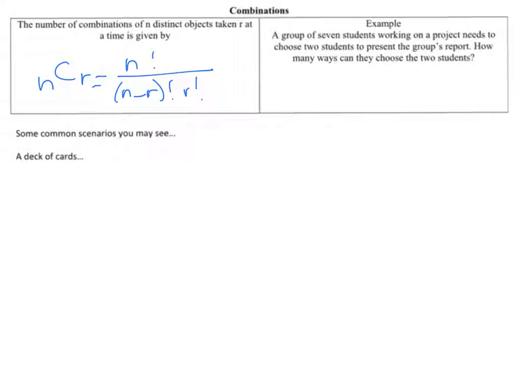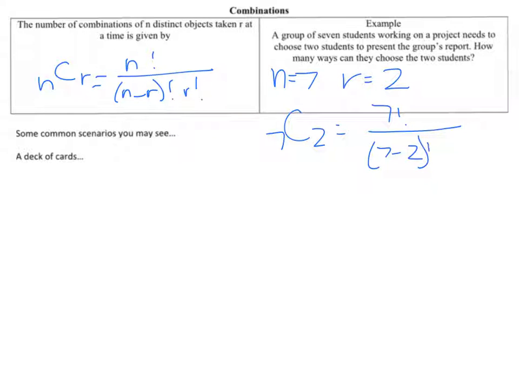So what we want to do here is figure out what n is and what r is. We know that for n, they're choosing from 7 students, so n is going to be 7. And then we ask ourselves, okay, what's r? Well, they're choosing 2. So we're going to have our formula set up where we have 7 factorial over 7 minus 2 factorial times 2 factorial.